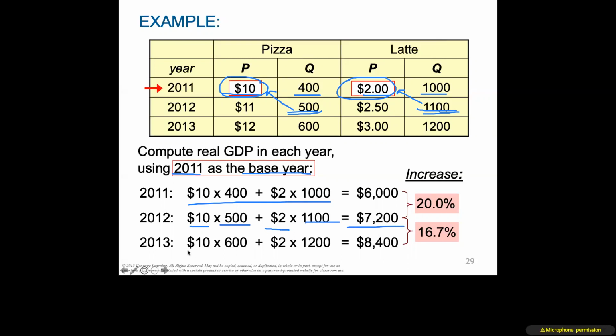You could do the same thing in 2013 using the same $10 and $2, but now the quantities are 600 and 1,200, and you get a new GDP. Now, if you calculate the percentage increase using a base year and calculating the real GDP, you're going to get an increase of 20, and year over year, an increase of 16. So what we've now discovered is there's probably an inflationary reason behind why these prices are the way they are.